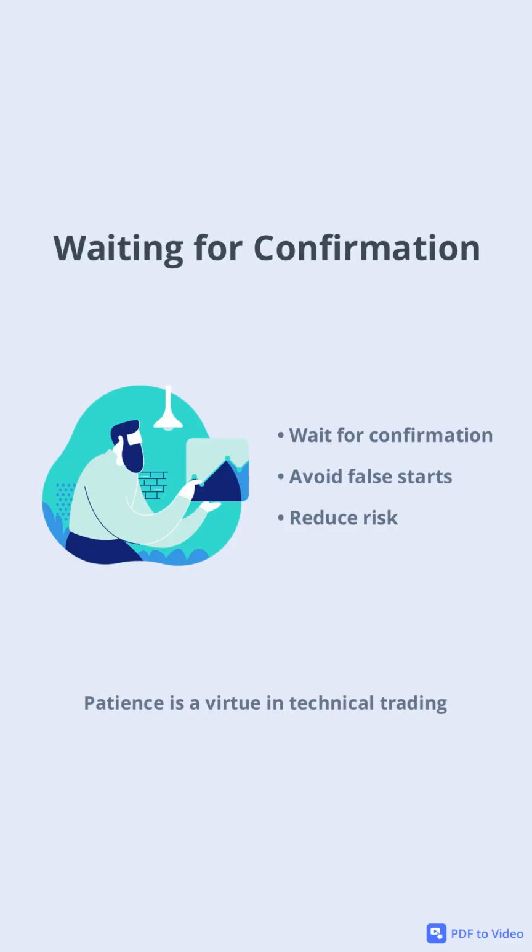Patience is a virtue in technical trading. Rather than rushing in at the first sign of a bounce, it's often wiser to wait for confirmation, a clear reversal pattern, a break above resistance, or a shift in momentum indicators. This approach can help you avoid false starts and reduce the risk of losses in a volatile environment like DVLT.